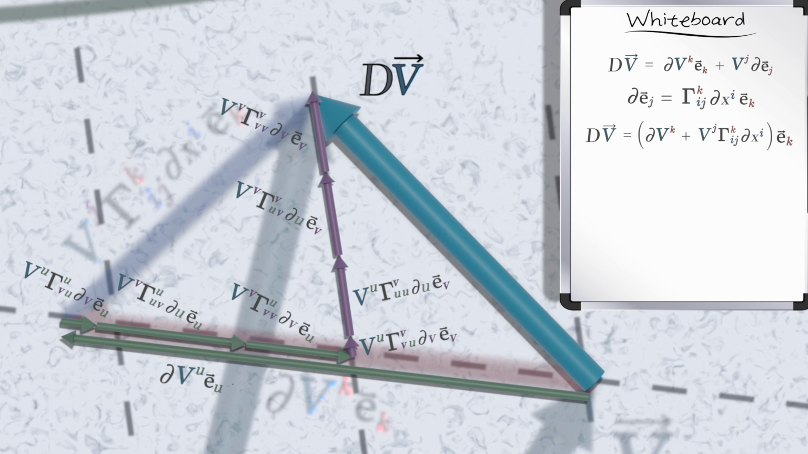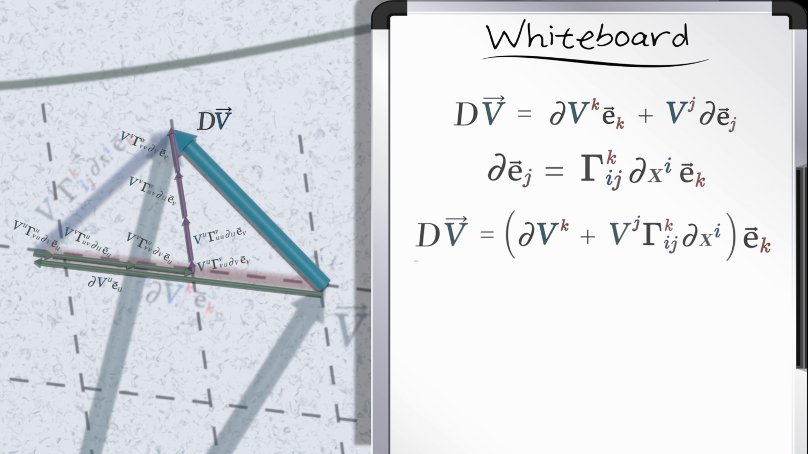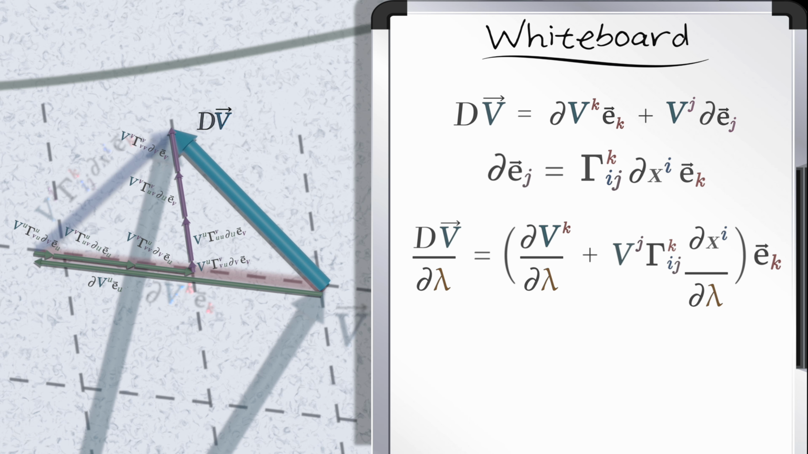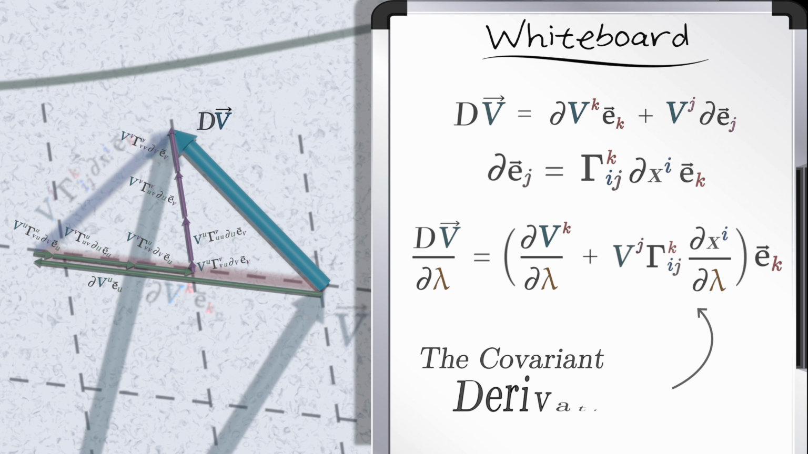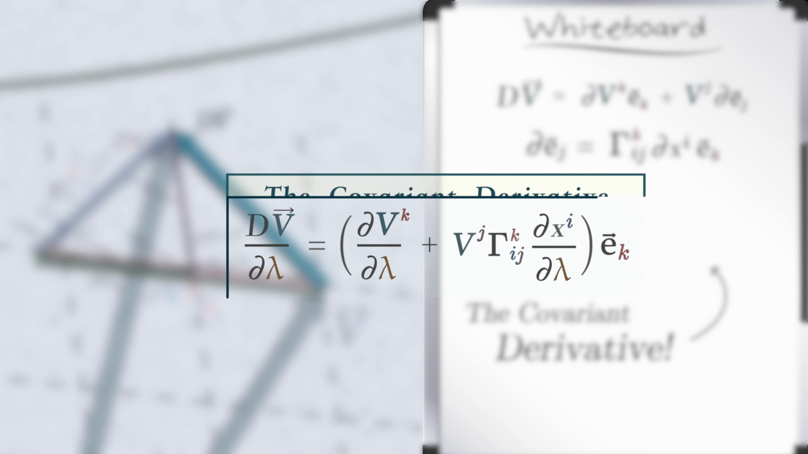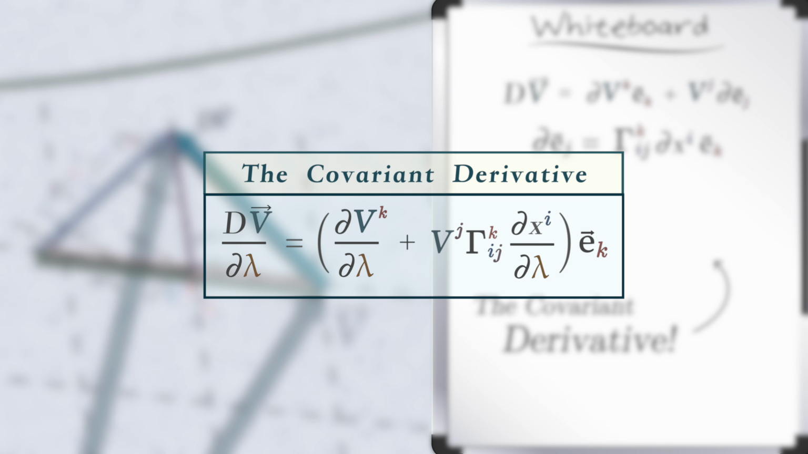Lastly, we can simply divide our expression for dv by the differential for any arbitrary parameterization of the displacement, d lambda, to arrive at the final expression for our covariant derivative. Let's try out our shiny new equation with an example.